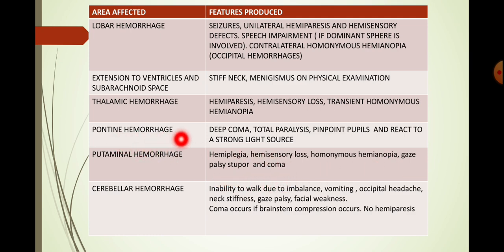Pontine hemorrhage, the patient will present with total paralysis, deep coma, and pinpoint pupils. For cerebellar hemorrhage, the patient will have inability to walk because of imbalance. Then presents with vomiting, occipital headache, neck stiffness, gaze palsy, etc. And here, coma occurs only if there is brainstem compression and there is no hemiparesis in cerebellar hemorrhage.